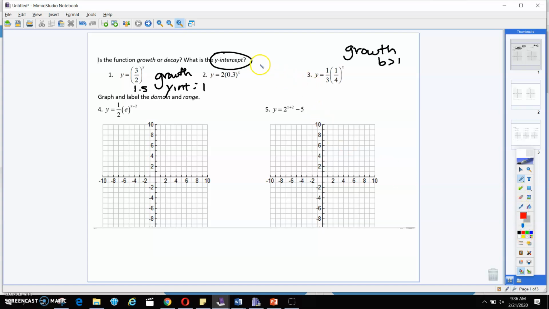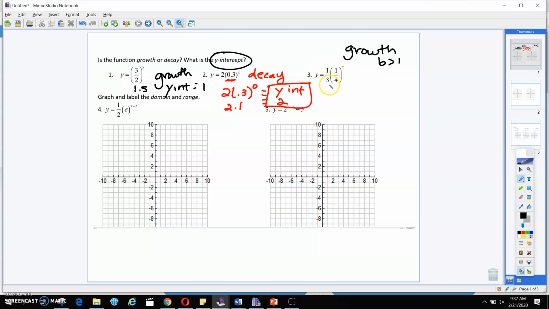On number 2, we're looking at this b value right here. Is that bigger than or less than 1? Less than 1. So that's going to be decay. If I'm trying to figure out what the y-intercept is, I'm going to plug in 0 into my equation. So I'm going to get 0.3 to the 0 power, which is going to give me 1. And 2 times 1 is going to give me 2. So my y-intercept is going to be 2. Do we see the process? Okay?